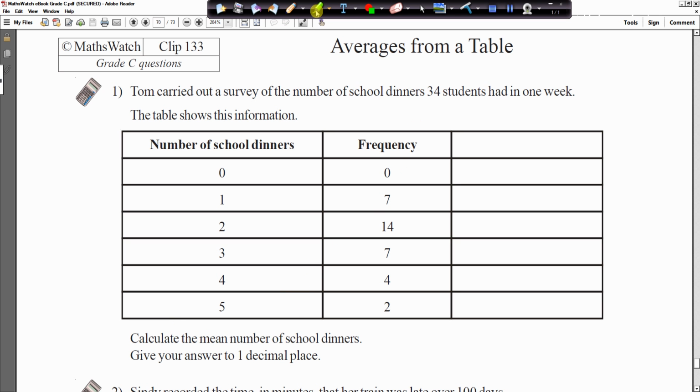To work out the mean of this type of question, what do we have to do? We have to times the data, as I call it, by the frequency.